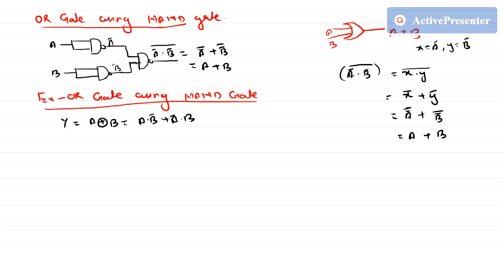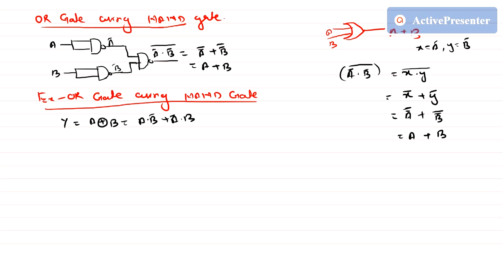To implement this, we can first try to get A dot B bar. Then we will try to get A bar dot B. Then we will just add them using the OR gate. OR gate means this particular thing. So now we know how to implement an OR gate. The OR gate can be implemented using these three NAND gates. If you have two inputs, then you can implement an OR gate using this combination of NAND gates. So for that we need to get first this one, A dot B bar and A bar dot B.